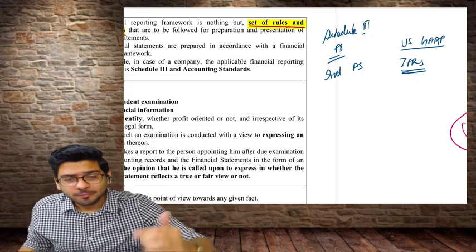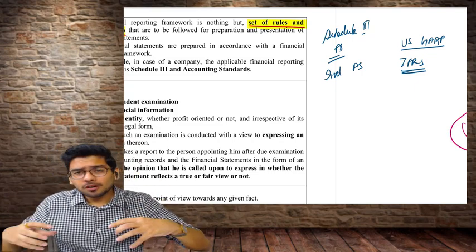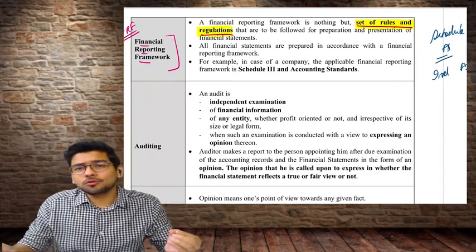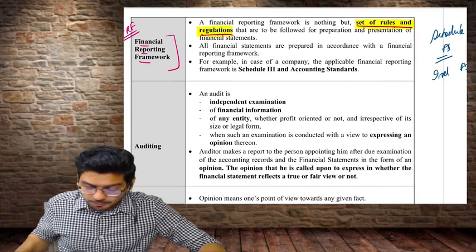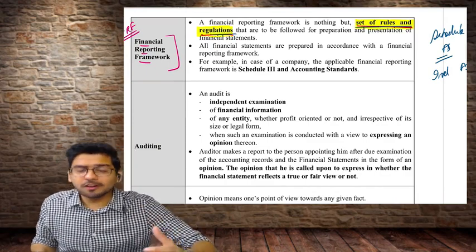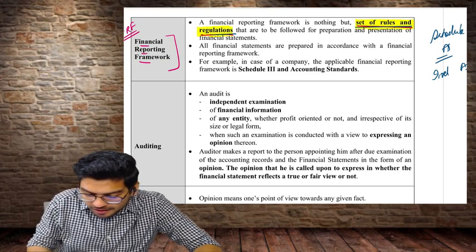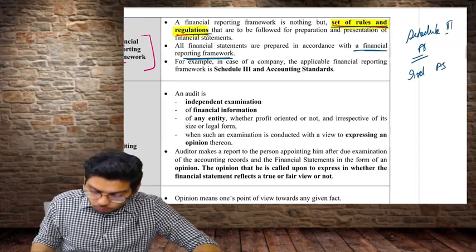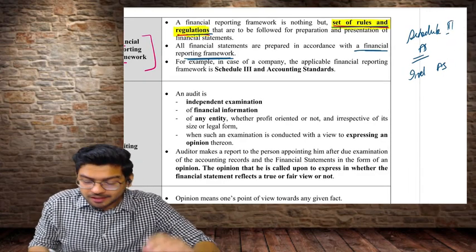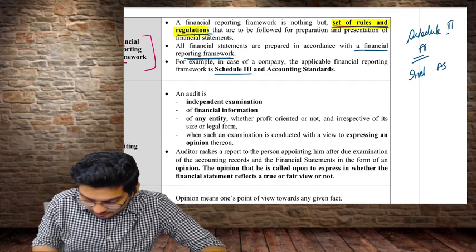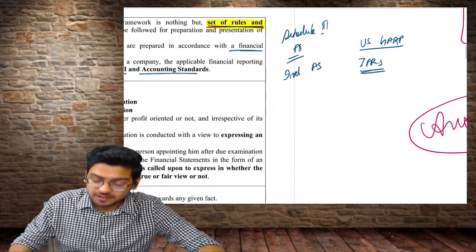Let me summarize it again. Management cannot use any particular method. They cannot randomly choose any format of financial statements. They have to follow a certain set of rules and regulations. These rules and regulations are called FRF. All financial statements are prepared in accordance with the financial reporting framework. A few examples: in the case of a company, the applicable financial reporting framework is Schedule 3 and the accounting standards. If you want, you can write all these examples also.